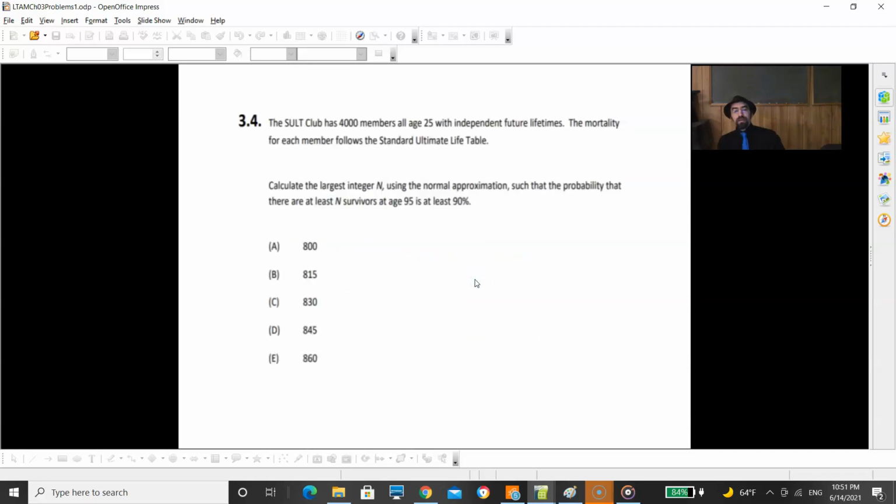Next one. The SULT Club has 4,000 members, all age 25, with independent future lifetimes. The mortality for each member follows the standard ultimate life table, hence the SULT Club. Calculate the largest integer n using the normal approximation such that the probability that there are at least n survivors at age 95 is at least 90%.